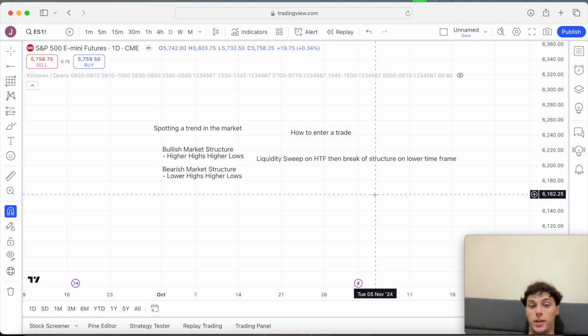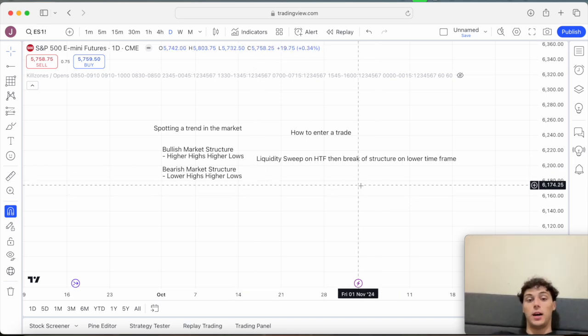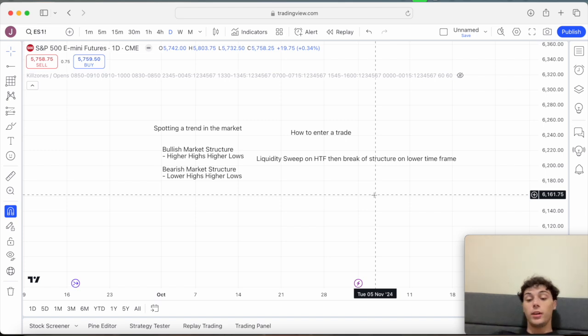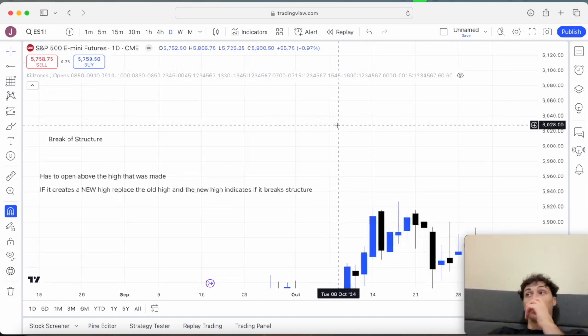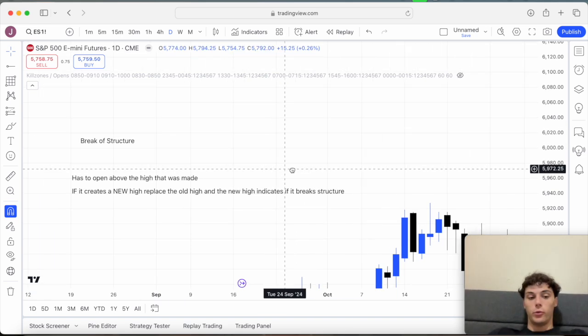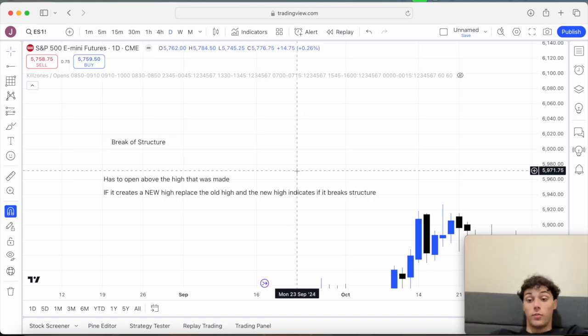How do you enter a trade? Liquidity sweep on a high time frame, then break of structure on a lower time frame. It's really that simple. And obviously I'm going to get into strategy creation in a couple of weeks, but I'm just telling you right now that you can enter off of these confluences, and you need to know these confluences.